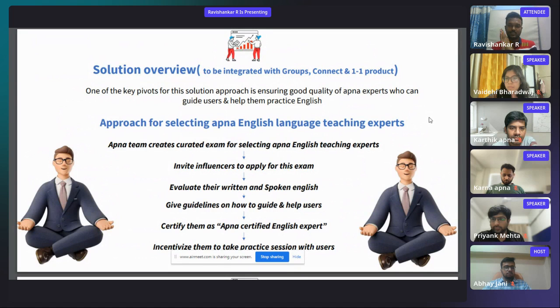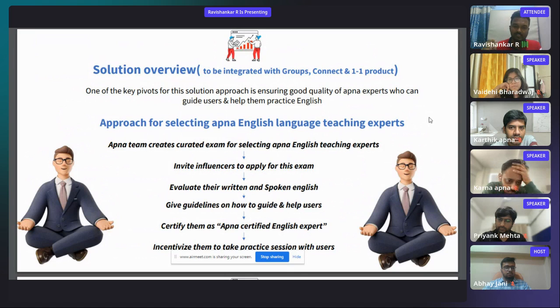I'll be going into detail in the subsequent slides. One of the key pivots for our solution is the Apna English language teaching expert. How do we select them? We need to come up with a curated exam for selecting Apna English experts. We'll invite the influencers. We have a good list of influencers currently present in the group. We'll invite them.